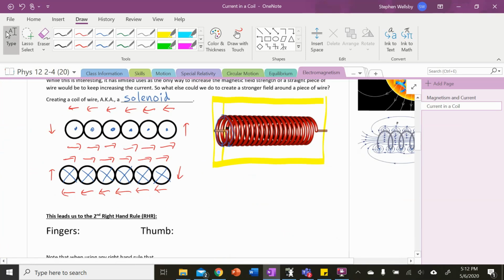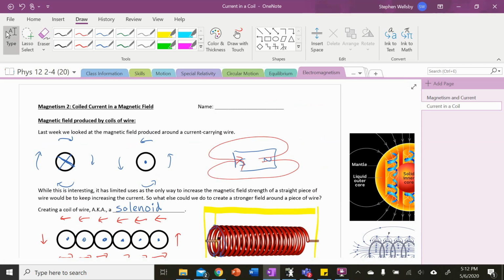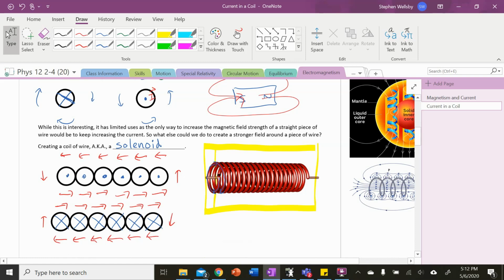So this leads us to our second right-hand rule. And essentially, it's easy to remember, it's the exact opposite of the right-hand rule we had for current. So remember when we had a single piece of wire, our thumb was pointing in the direction. So in this case here, if I have my thumb sitting over top of the wire pointing out of the page, my fingers here represent the magnetic field, and this thumb represents the current.